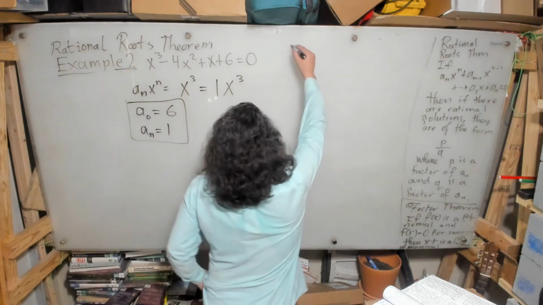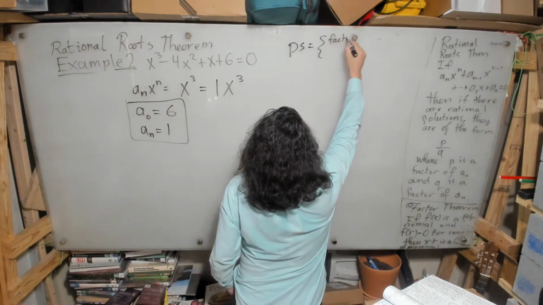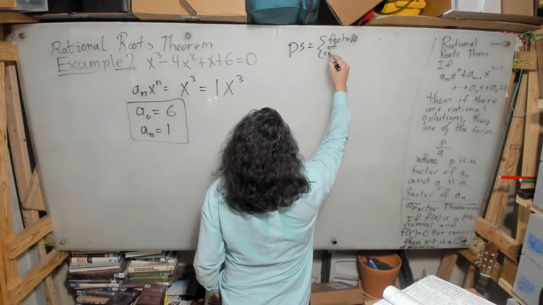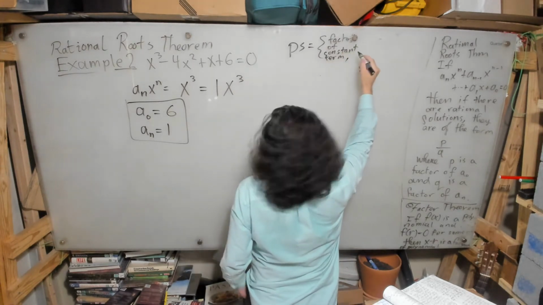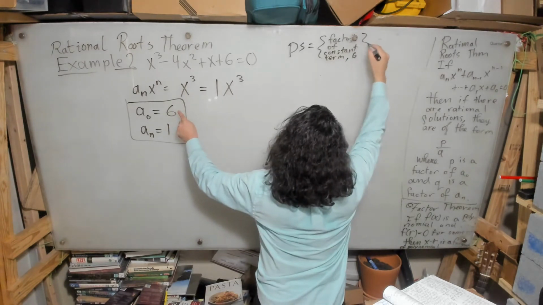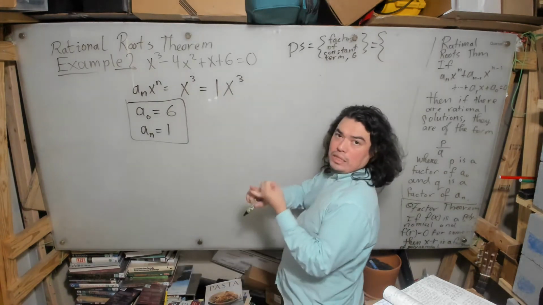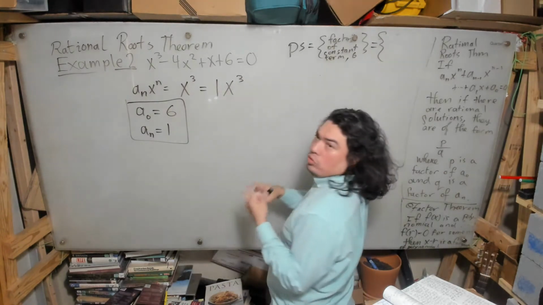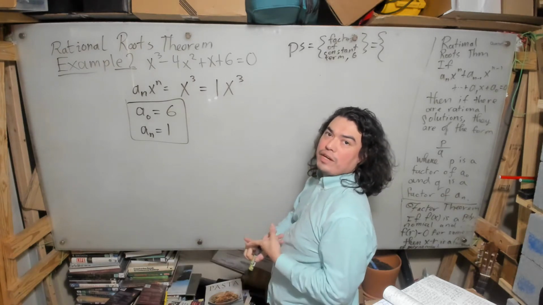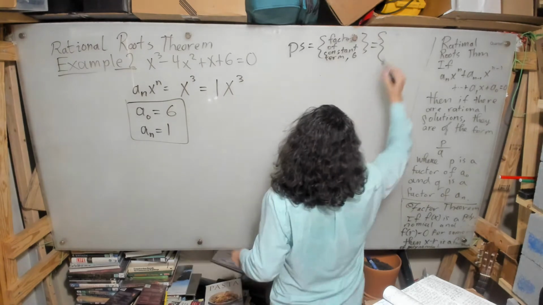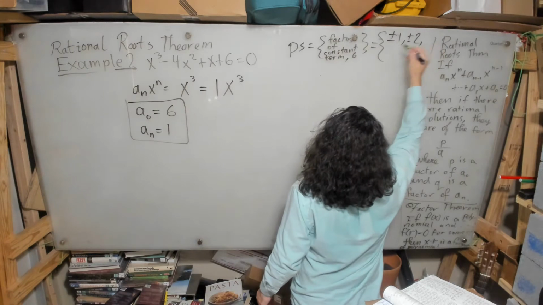So what are our p's? Our p's are going to be our factors of the constant term, and in this case, that's the 6. So what are the factors of 6? Well, we know that 1 times 6 is 6, and we know that 2 times 3 is 6. So 1 is a factor of 6, 6 is a factor of 6, 2 is a factor of 6, and 3 is a factor of 6. And I want you to notice that I always put in the positive one and the negative one.